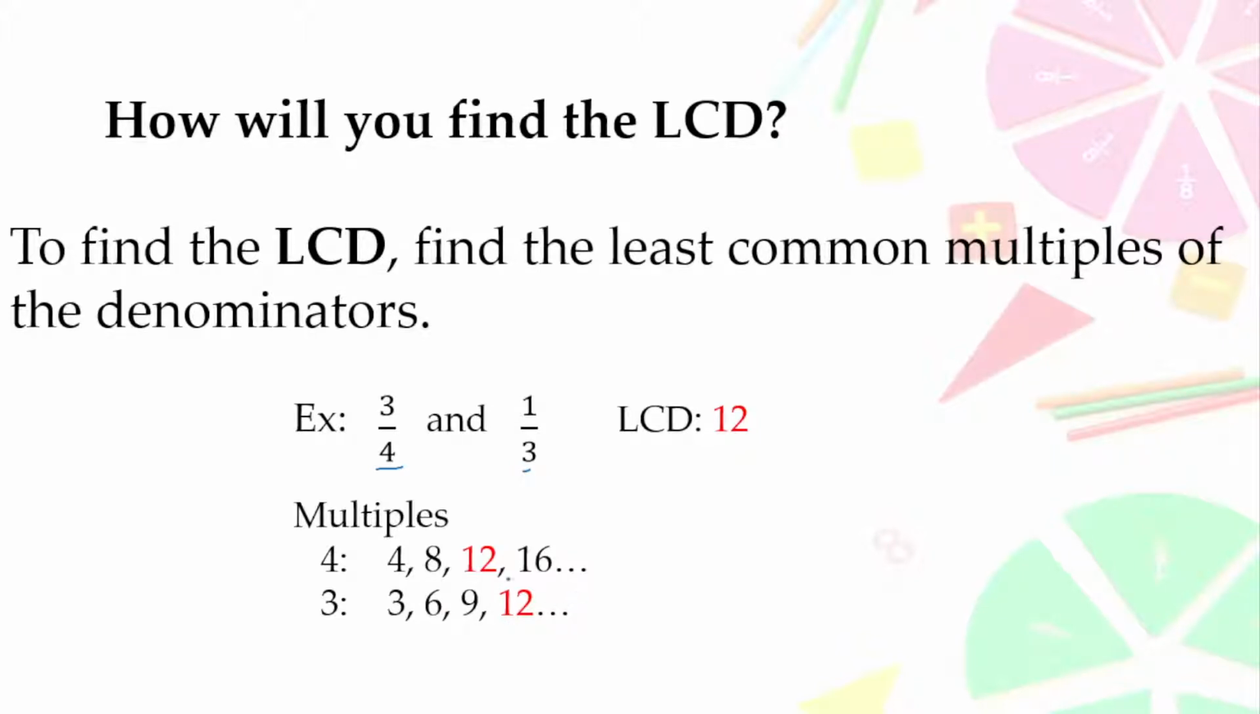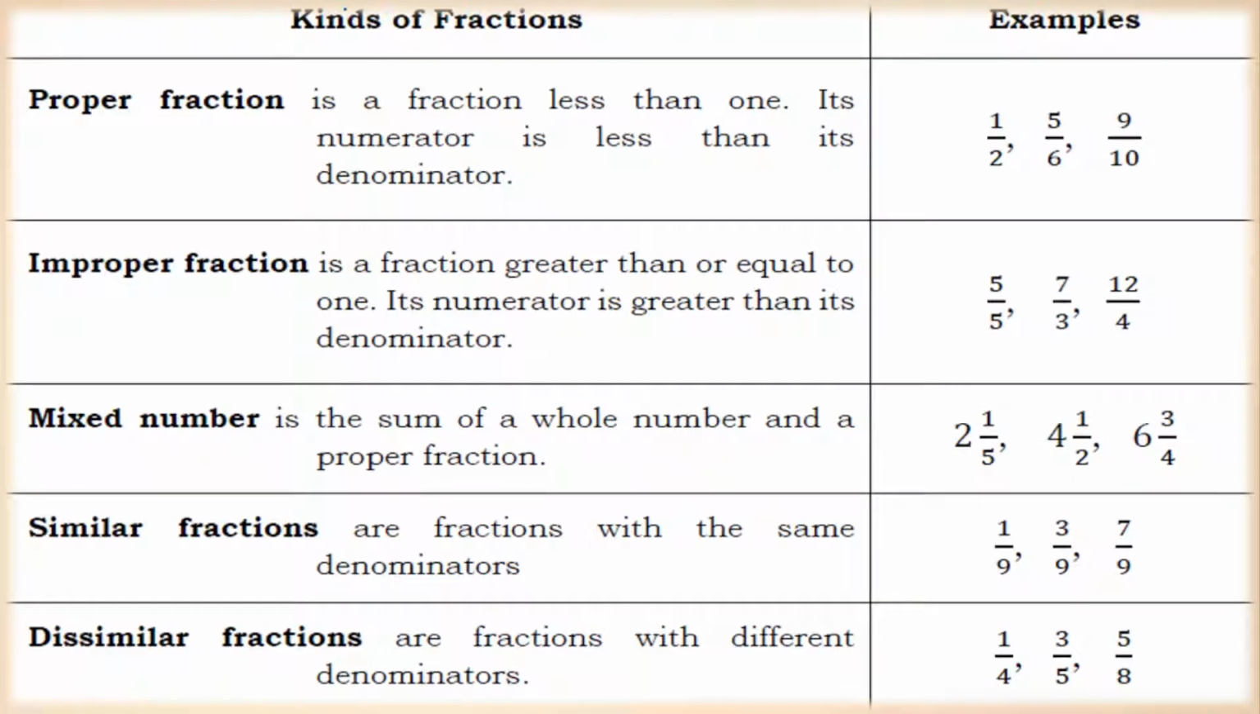You will stop when you see that they have a common multiple. So, you will see here that the multiples of 4 include 12, and the multiples of 3 also include 12. So, the least common denominator is 12 for this 3/4 and 1/3. Okay? So, moving on. Now, let's talk about the kinds of fractions.